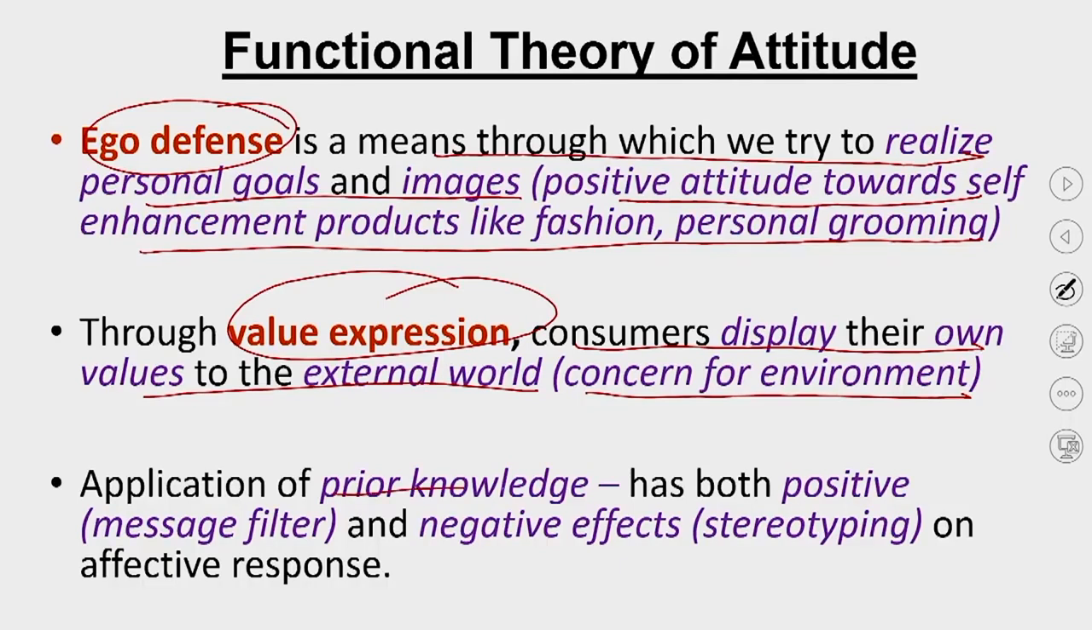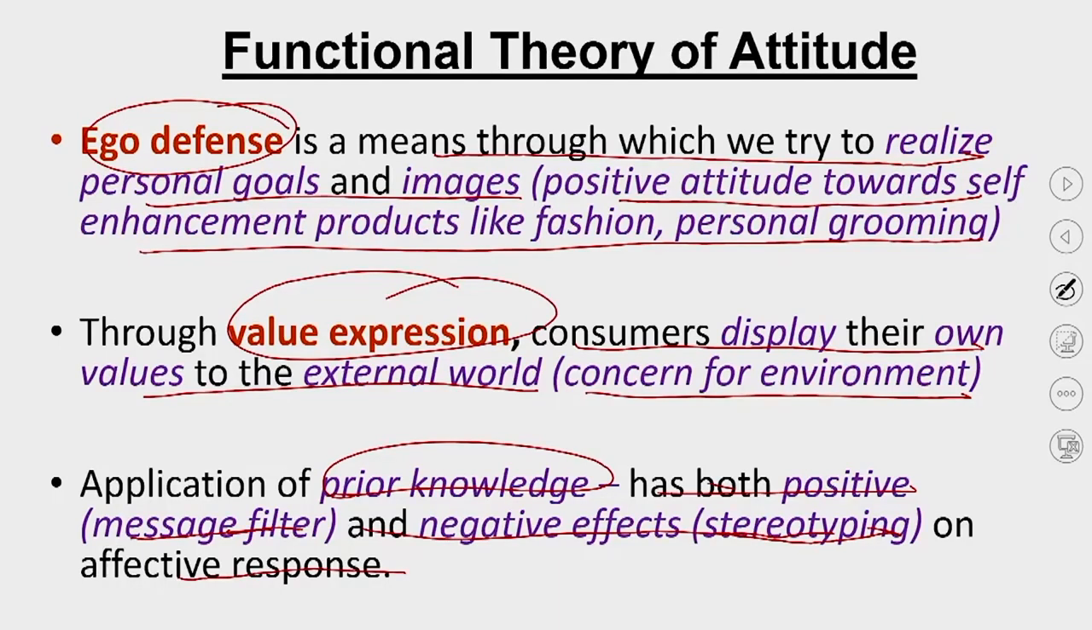And the fourth response that consumers have, and which manufacturers can study to change people's attitude, is application of prior knowledge. Now this has both positive and negative effects. The positive part of it is message filtering, and the negative part is stereotyping on effective responses.